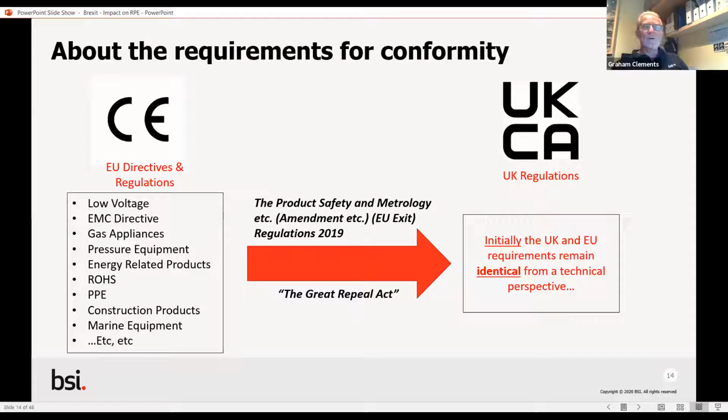So what we'll do is we'll mirror those legislations in the UK under what was generally known as the Great Repeal Act. And what that did was basically said, in the UK, this European regulation will still apply, or this European directive will still apply. So in that way, it kept things on an even keel for the moment.